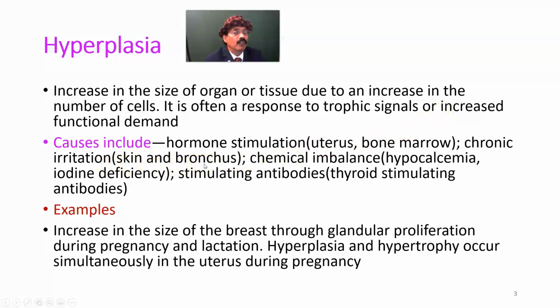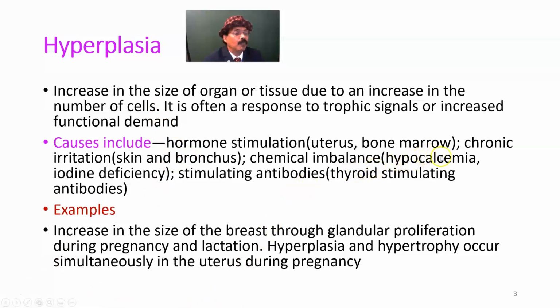In the bronchus and skin, there will be proliferation of the epithelial cells, as seen in chronic bronchitis. A person who smokes may develop chronic bronchitis. There will be thickening of the inner layer of the bronchus by hyperplasia of the glands and the epithelium.